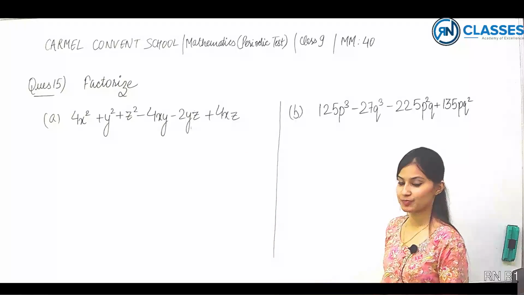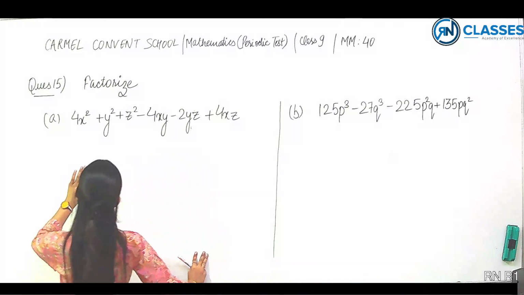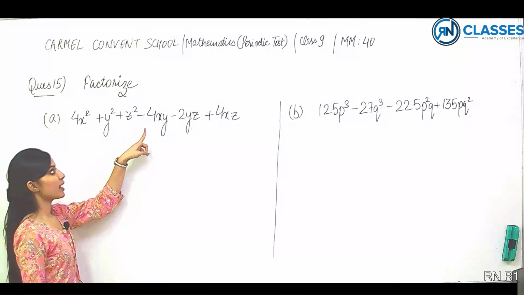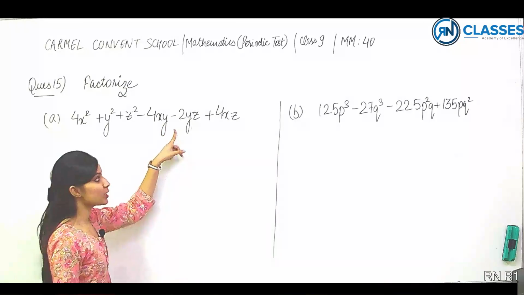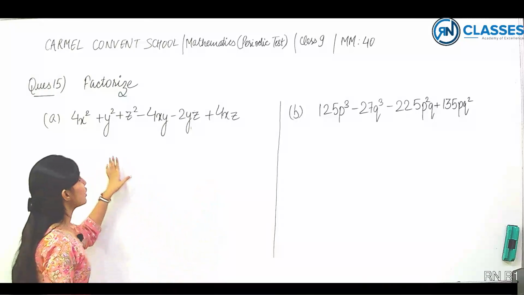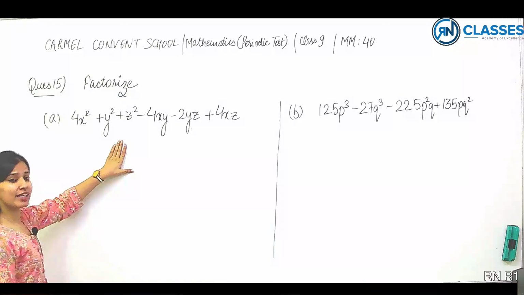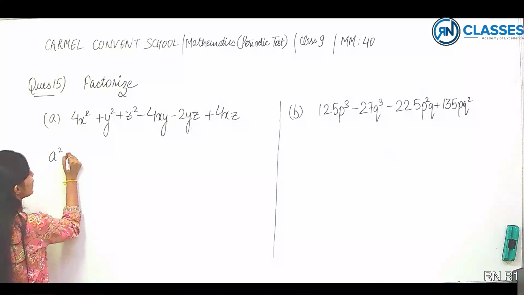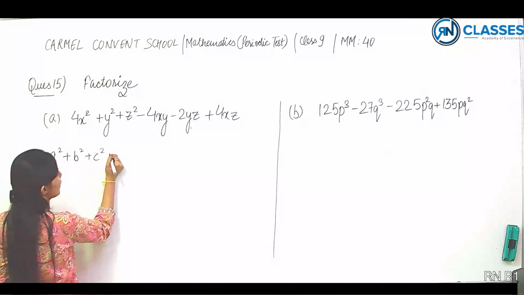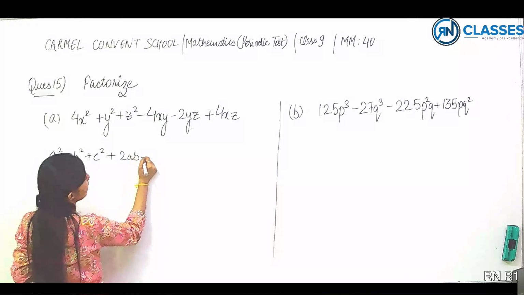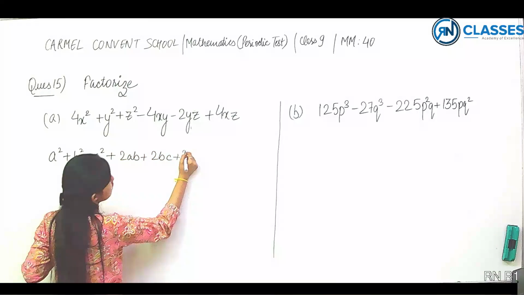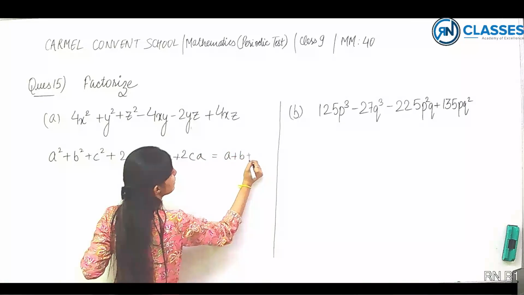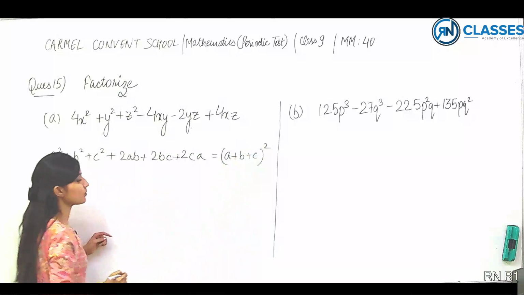Factorize this and this. So let's start with part A. Factorize 4x square plus y square plus z square minus 4xy minus 2yz plus 4xz. So ये कुछ आइडेंटिटी की याद दिला रहा है. कौन सी आइडेंटिटी? a square plus b square plus c square plus 2ab plus 2bc plus 2ca. This is equal to a plus b plus c का होल स्क्वायर.